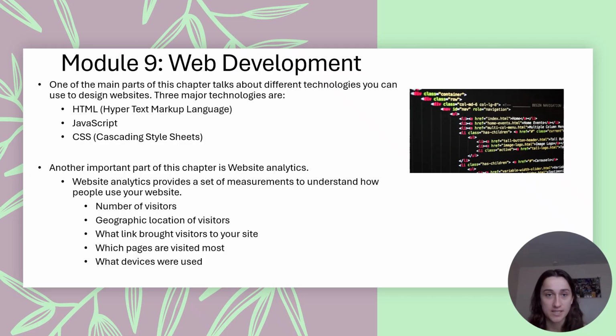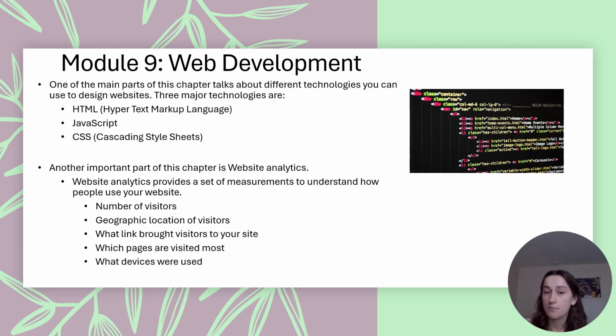HTML is a collection of symbols that specify the contents of a web page. CSS specifies the format and appearance of that content, and then JavaScript is a language to create a script that controls a web page's behavior.